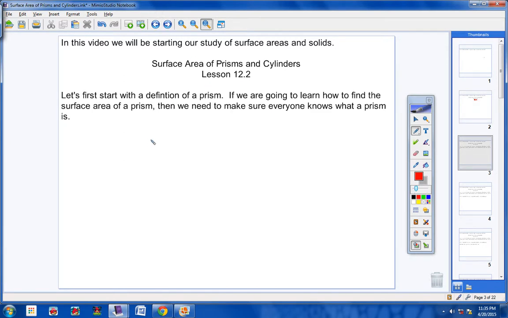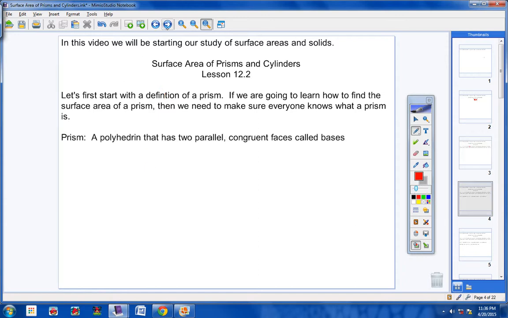Now, let's first start with a definition. Definition of a prism. If we are going to learn how to find the surface area of a prism, then we need to make sure everyone knows what a prism is. Thus, once you know what a prism is, you will know to use the correct formula that goes with finding the surface area of a prism. Do you see what I'm saying? It's important you recognize a prism so you will know what formula to use.